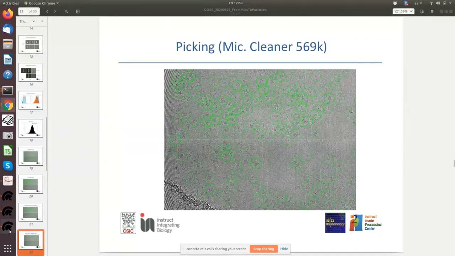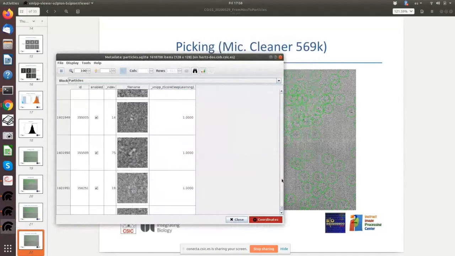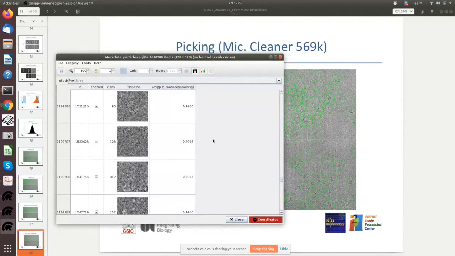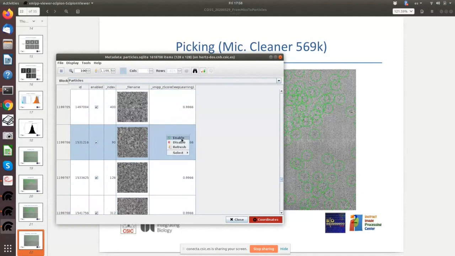And the way to choose those particles is the traditional way in Scipion. So you go to the point where you see your threshold, then you right-click, select from here, and then you can create your new set. Or an alternative way is select to here, then disable, and then you create your set of coordinates.